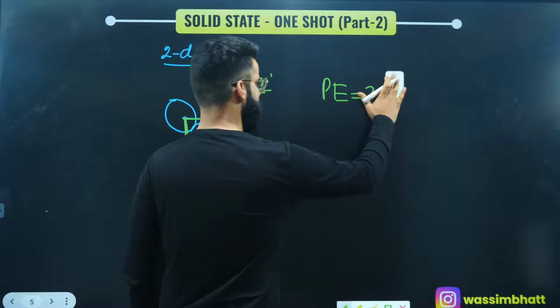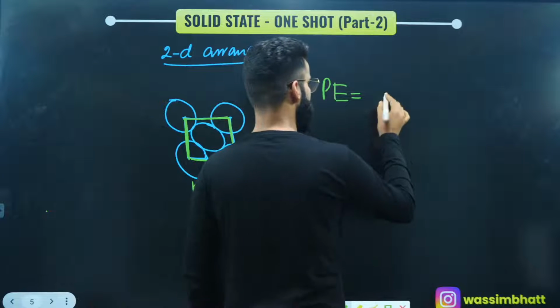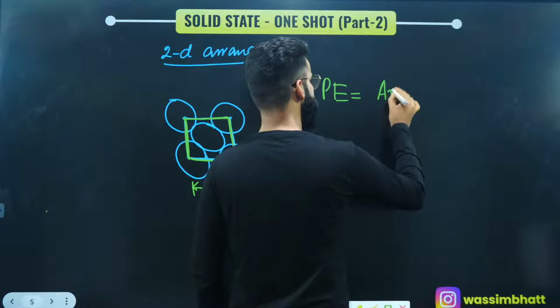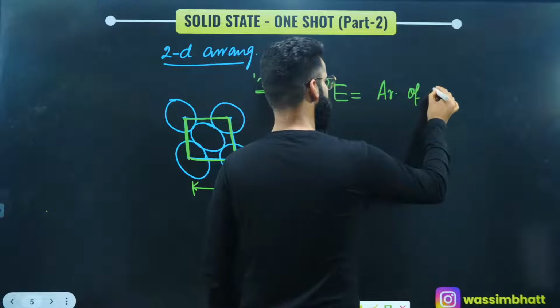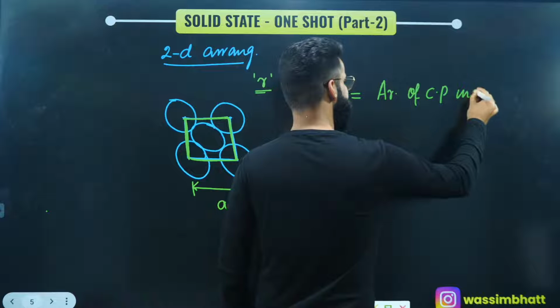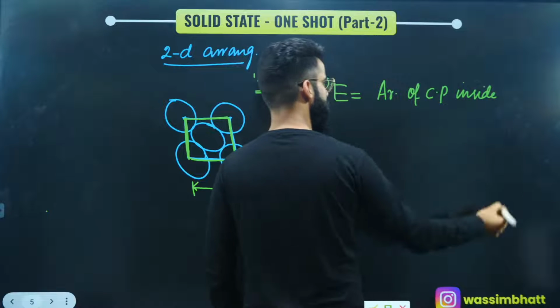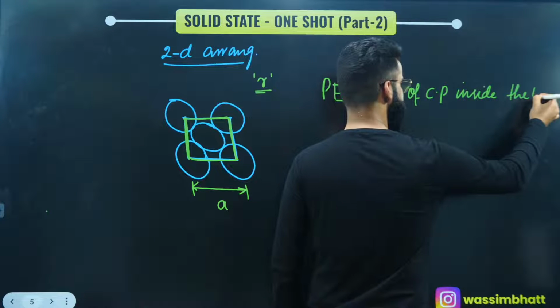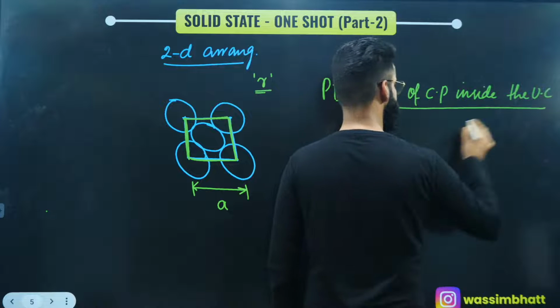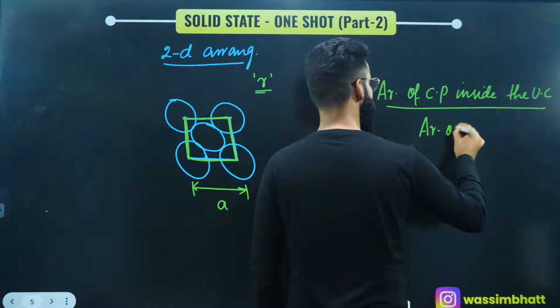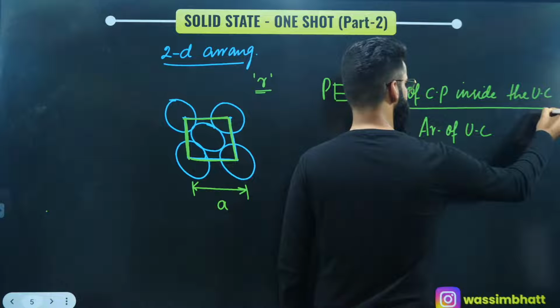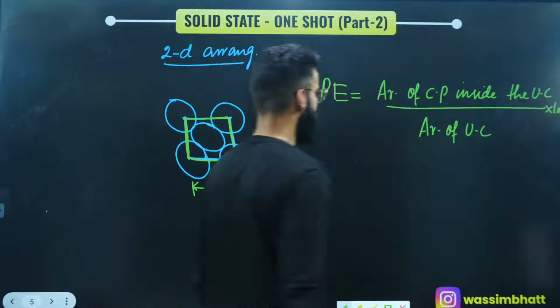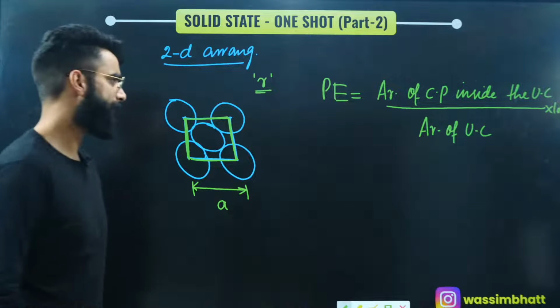How do I calculate the packing efficiency? There's a formula for it. Since it's a two-dimensional packing, it's going to be the area of constituent particles inside the unit cell divided by the area of the unit cell multiplied by 100. This is how we calculate the packing efficiency first of all, right?